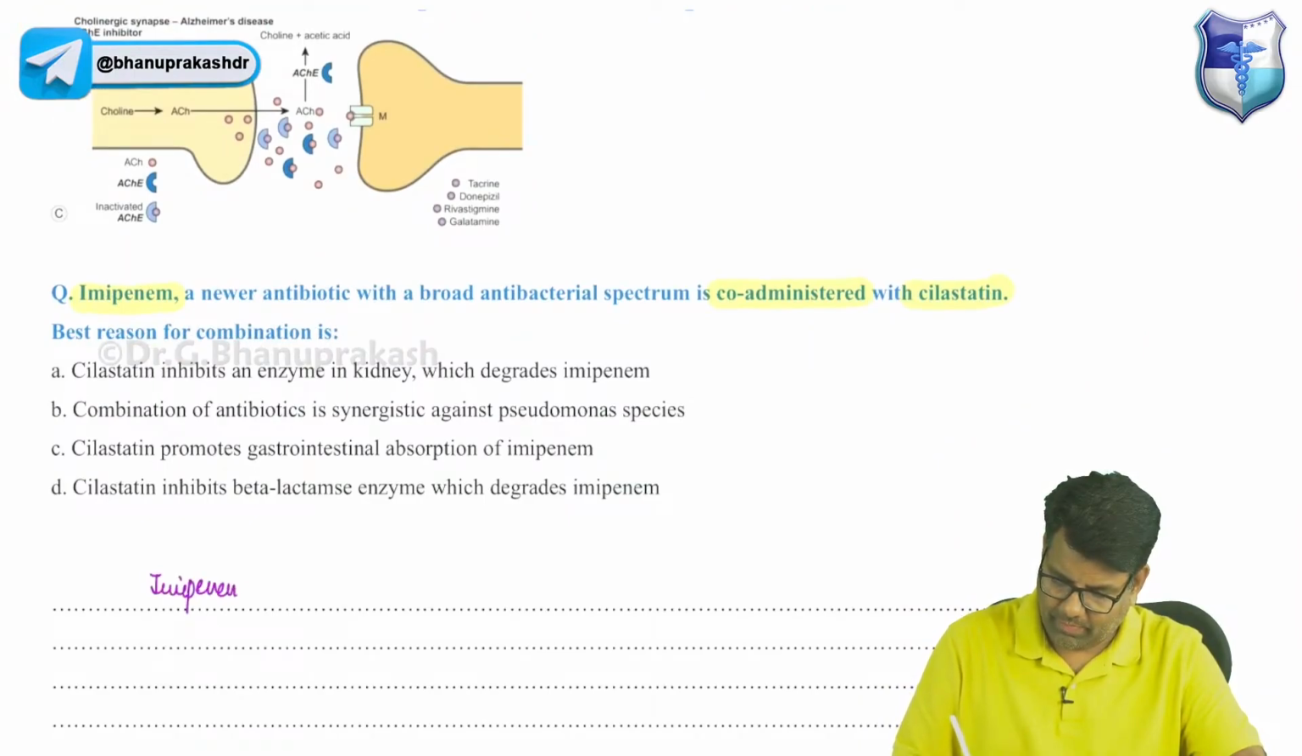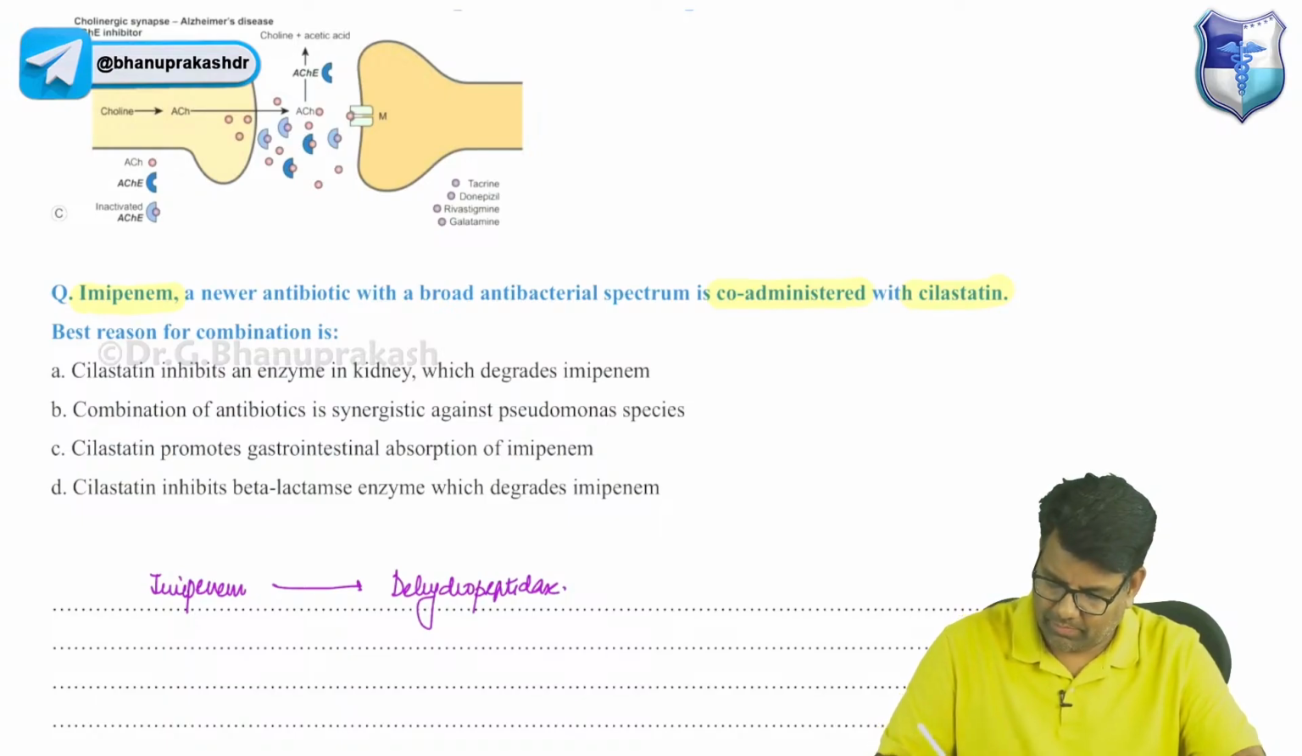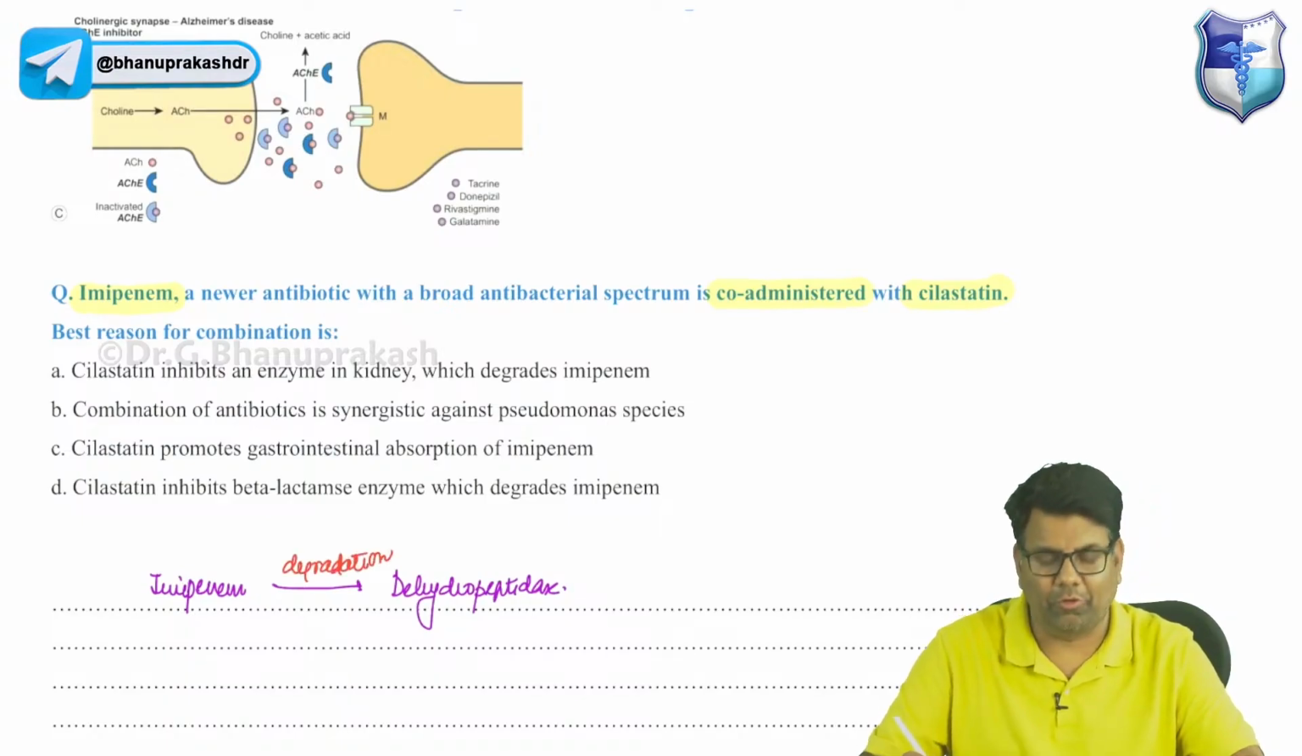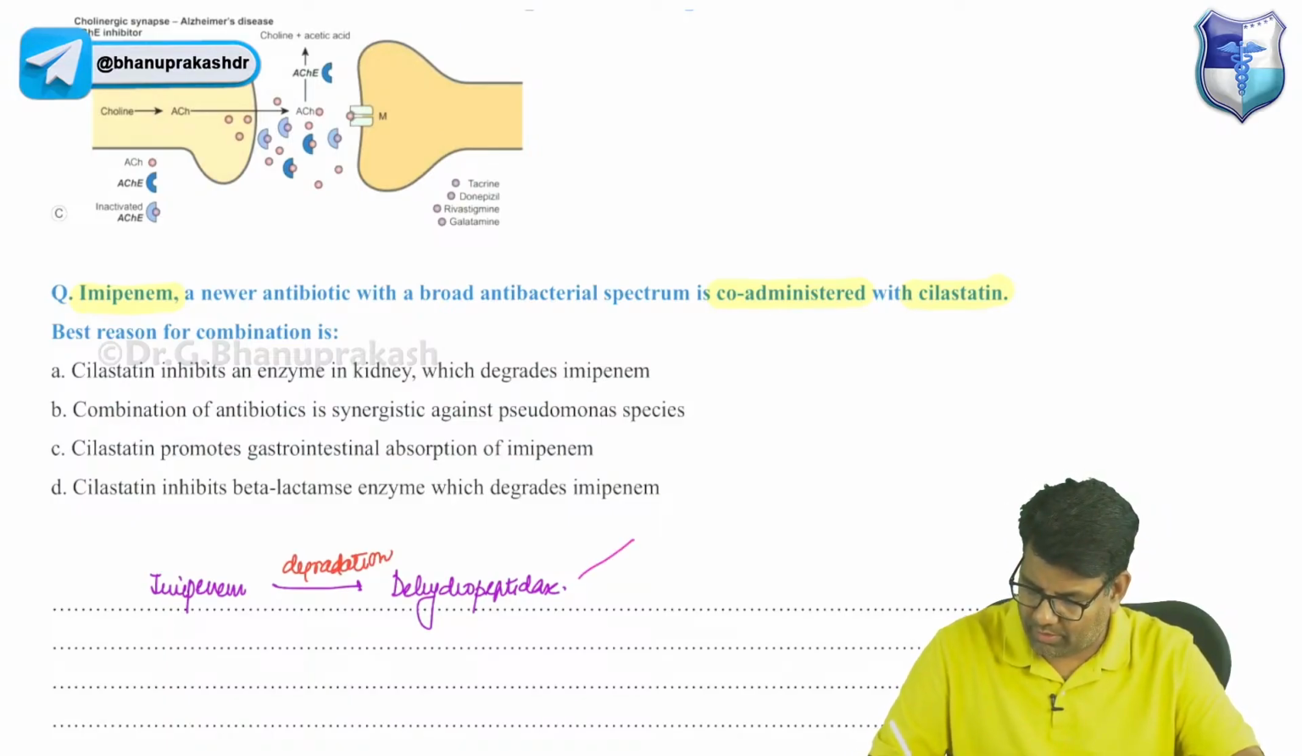Imipenem is destroyed by dehydropeptidase. So the degradation is done by dehydropeptidase. What we want to do is give a drug which will inhibit this enzyme. For that we give cilastatin.